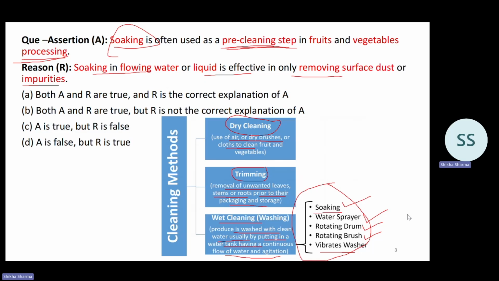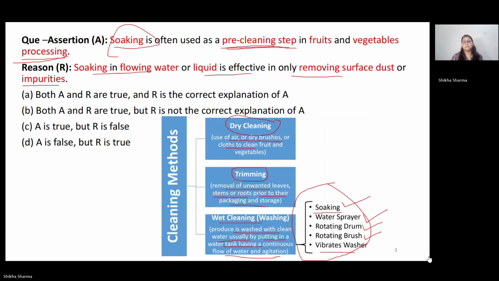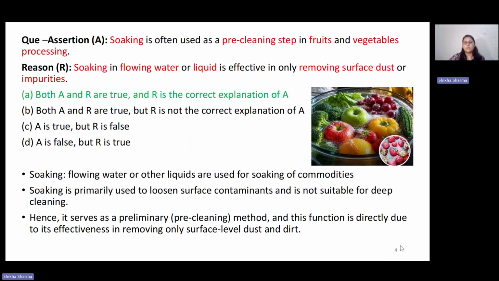So we need to tell if the assertion is true or the reason is true, and if the assertion is correctly explained by the reason or not. Okay, so let's see the answer. The answer is A, which says that both the assertion and the reason are true, and the reason is the correct explanation of the assertion.